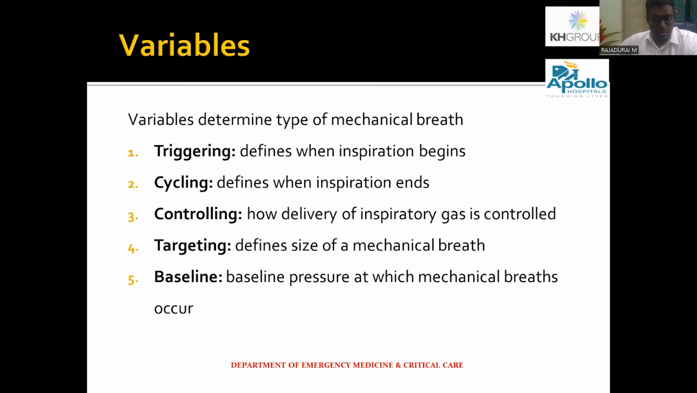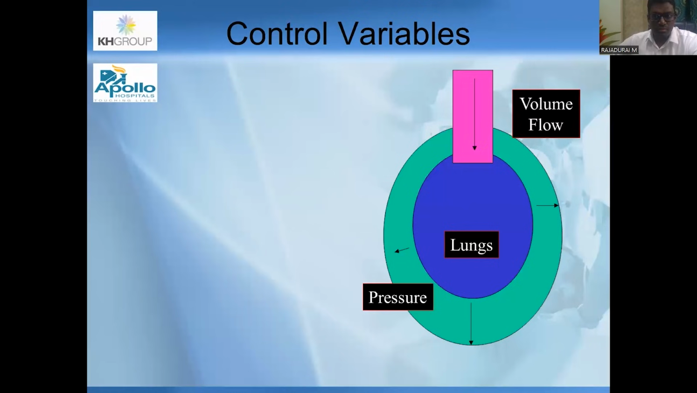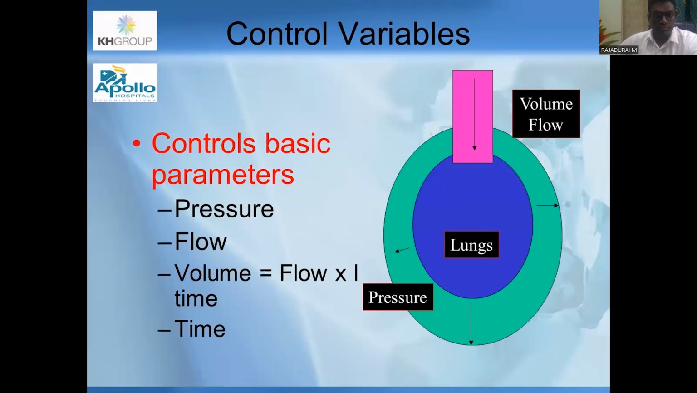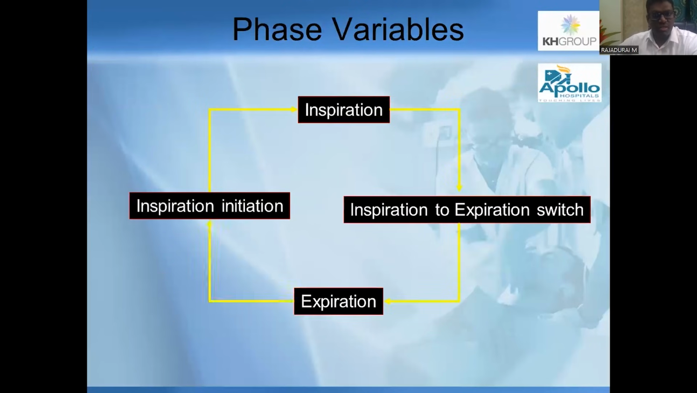Trigger defines when your inspiration should begin. Cycling is when the inspiration should end. Control is the delivery of inspiratory gas. Target, of course, as the name suggests, is the size of the mechanical breath, and baseline is the baseline pressure. So these are all the control variables: the volume, flow, and the pressure. The phase variables, as I was mentioning in the other slide.